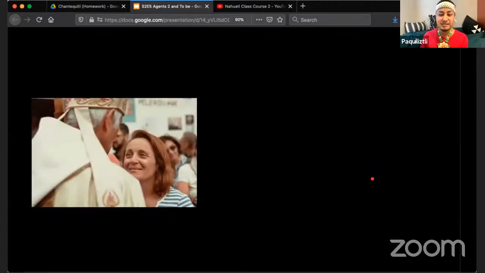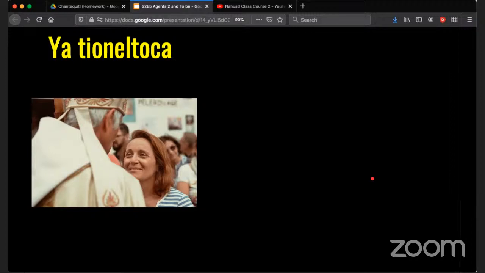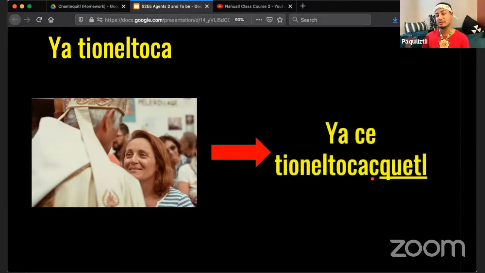All right. So ya tioneltoca. Ya tioneltoca. So this one's a slightly different kind of a believer. Ya tioneltoca. So how would you convert her into an agent? Tioneltoca. So you just change the ending. So it's basically the same, right? Ya se tioneltoca. Same verb. The only thing we change in here is the prefix tio.